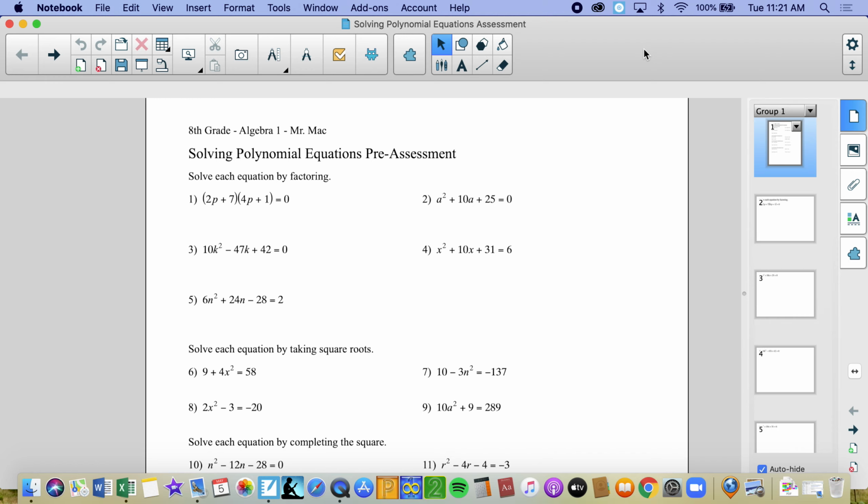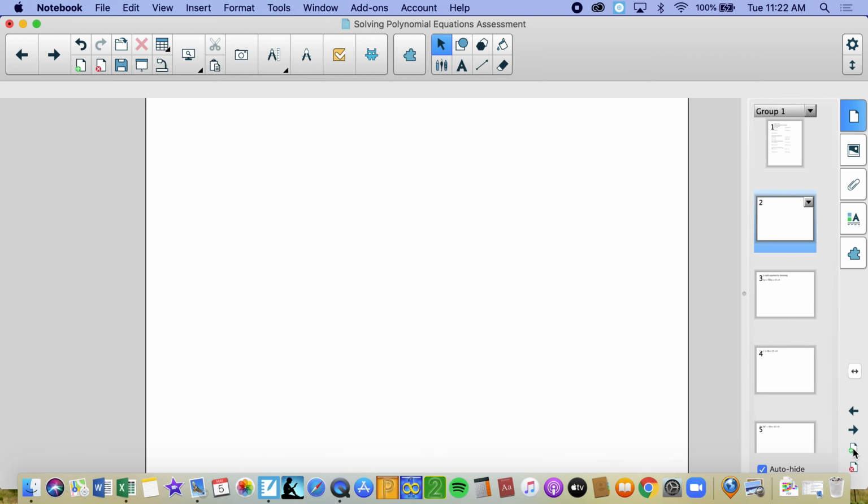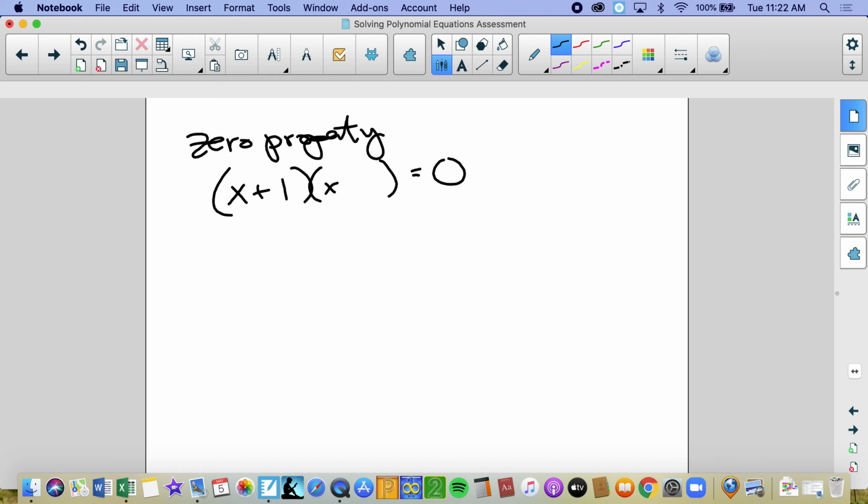This is a review over the answers, the solutions for solving polynomial equations, the pre-assessment. So in this section we learned four different techniques. We solved using the zero property by factoring, creating two equations, something like that, using the zero property.